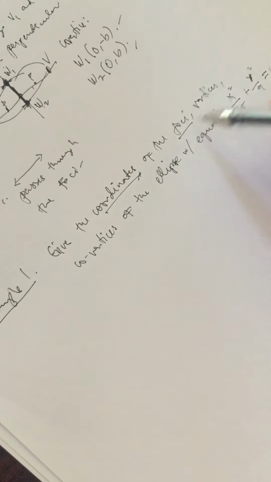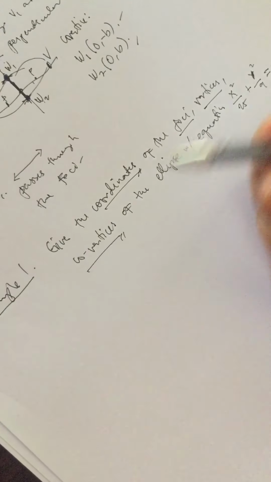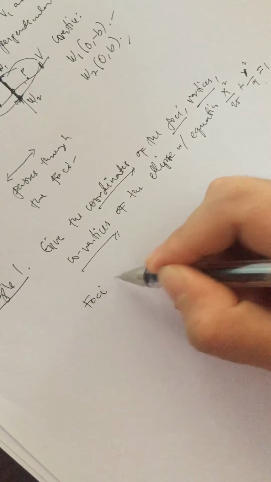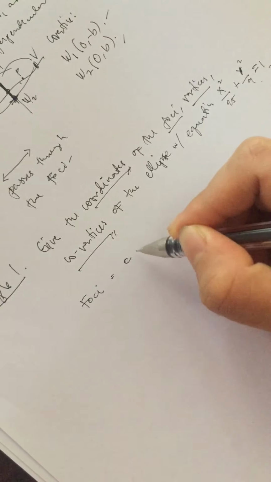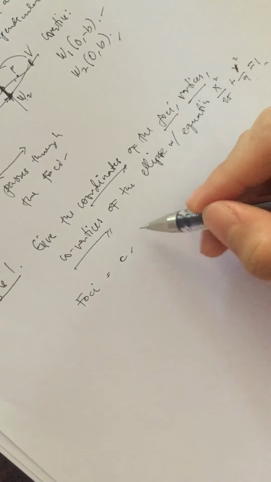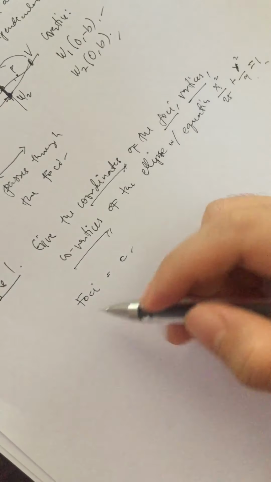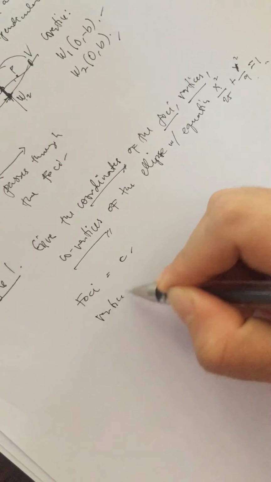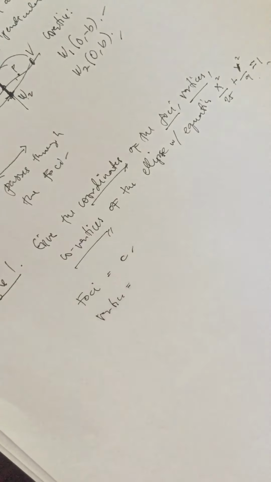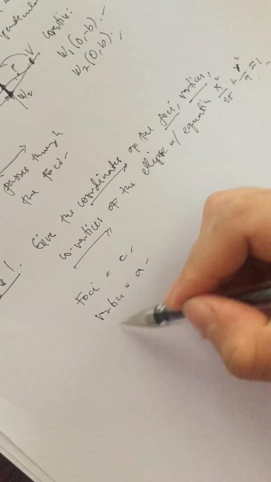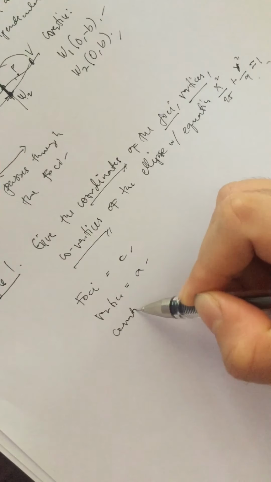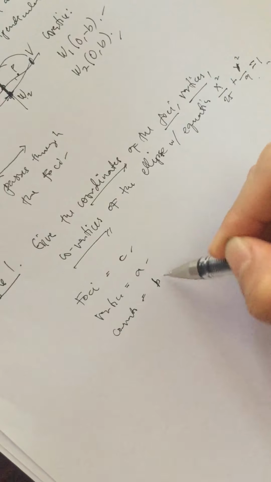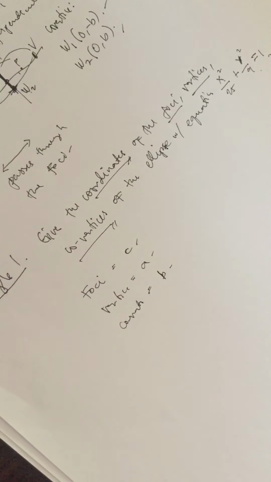So, when you say coordinates, what coordinates are being asked? Foci, vertices, and co-vertices. So, we know that when you say foci, it is denoted by C, so find the C. When you say vertices, it is denoted by A. And when you say co-vertices, it is B. Okay? So from the equation, what is given in the equation?